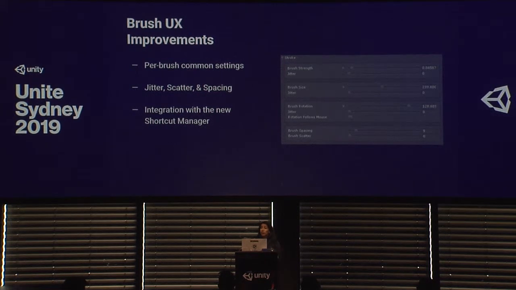Jitter to randomize the strength and size and rotation of your brush as you're painting, to add that more organic feel. And rotation to follow along the mouse direction as you're painting out your terrain. And also the shortcut manager. The new shortcut manager in Unity is compatible with this new terrain system.